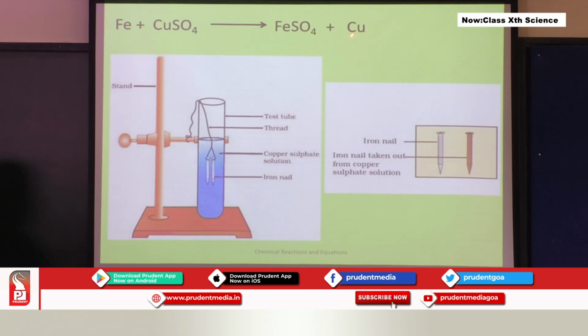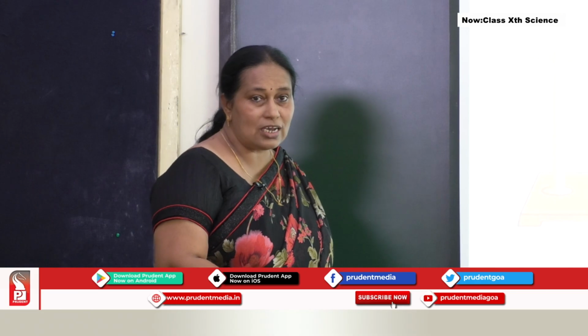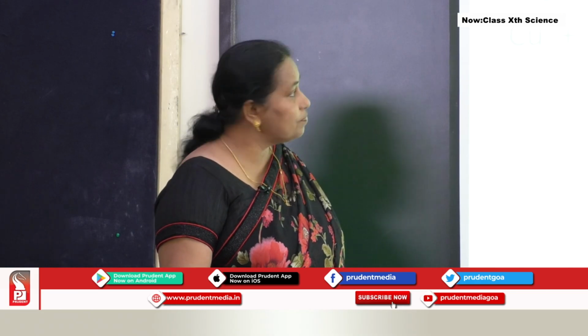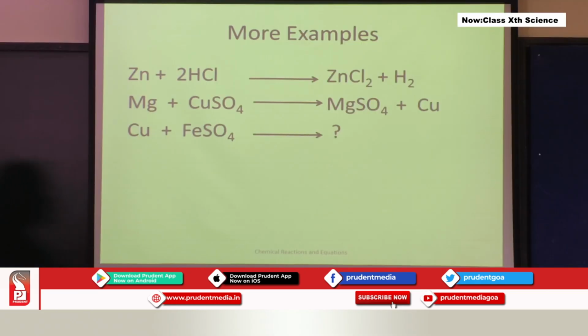And one more thing for you to remember in a displacement reaction: in the reactants, there will be one element and one compound. This is also a key point for you to remember. One element will be there, and the other one will be a compound. So, I hope the displacement reaction is clear for you. Next, you can see some more examples of displacement reaction here.